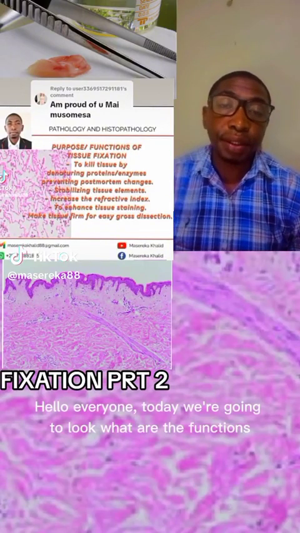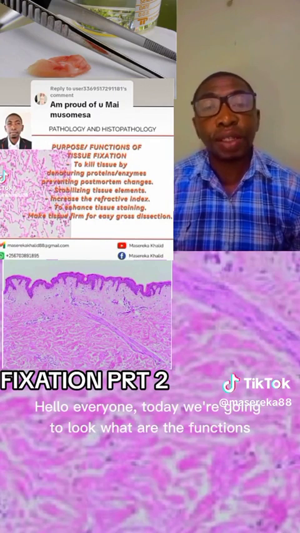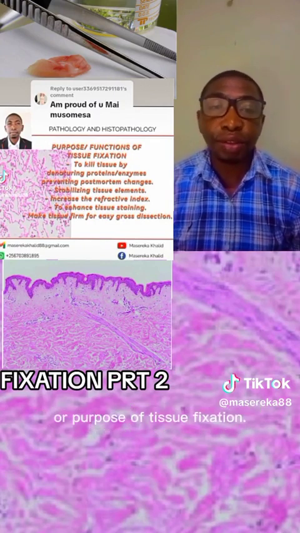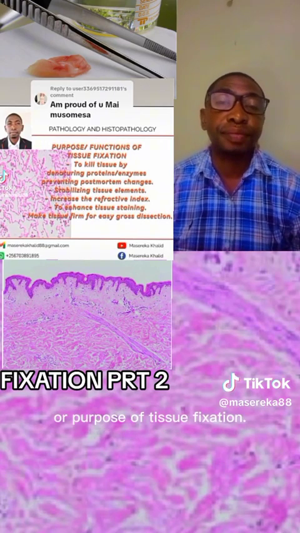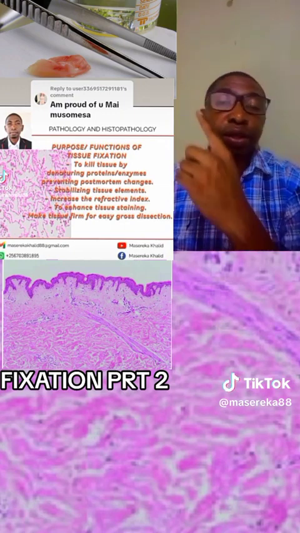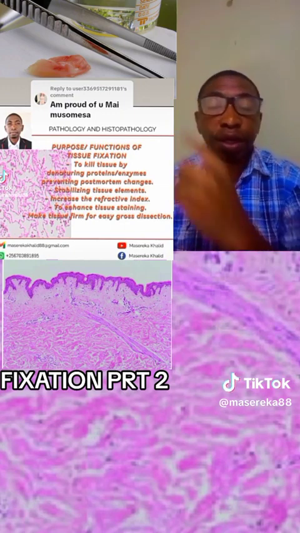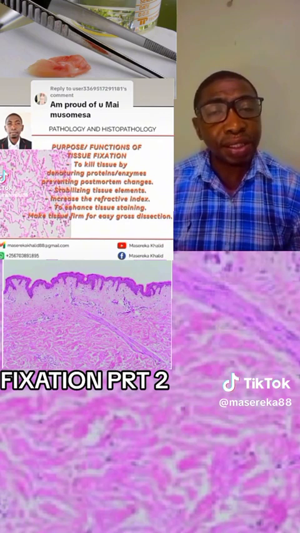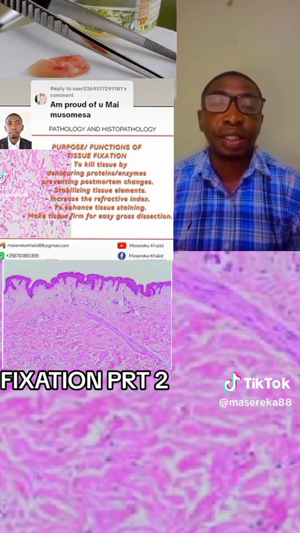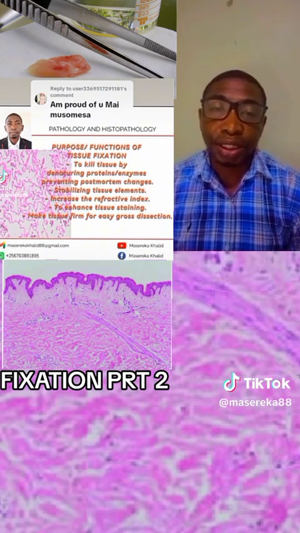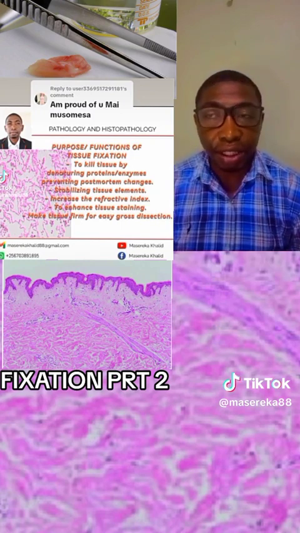So hello everyone. Today we're going to look at the functions or purpose of tissue fixation. As you can see our tissue in the corner here, we want to see why it is important to fix the tissue immediately after blood interruption.